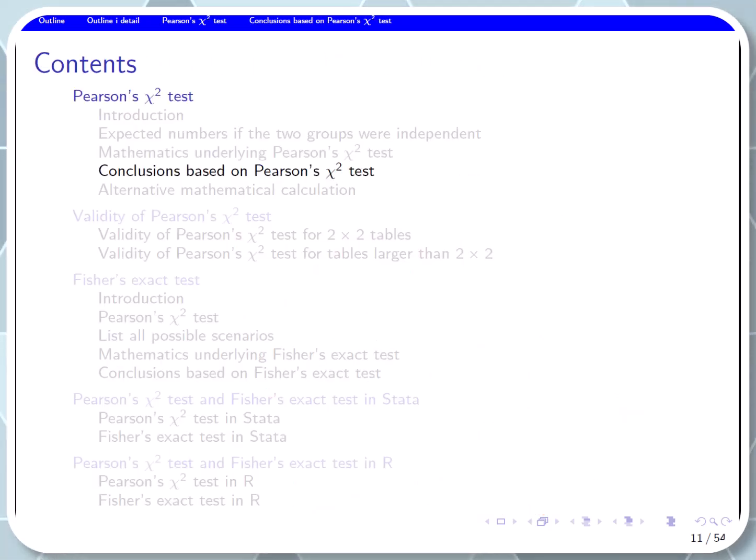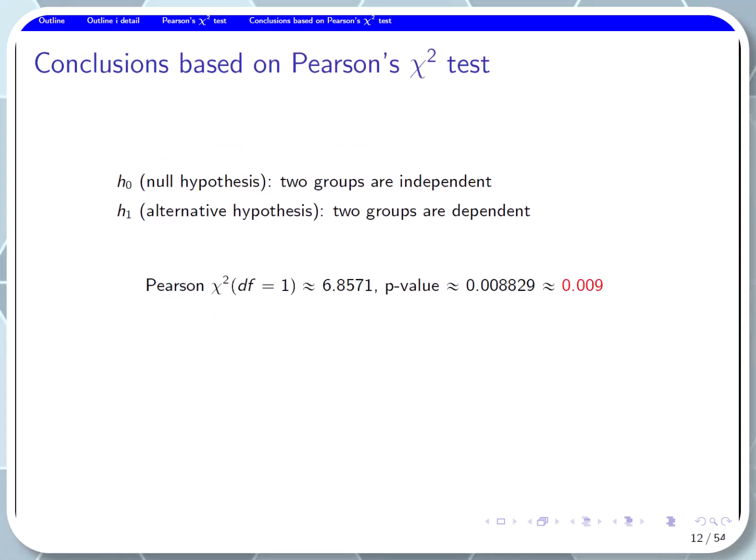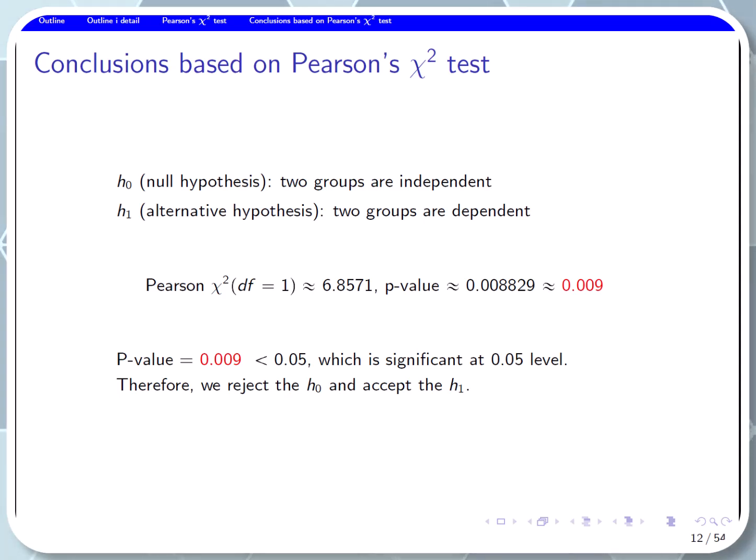Conclusions based on Pearson's chi-square test. Null hypothesis, the two groups are independent. Alternative hypothesis, the two groups are dependent. Based on the chi-square statistic and degrees of freedom, the p-value is roughly equal to 0.009. Because the p-value is smaller than 0.05, it is significant at the 0.05 level. Therefore, we reject the null hypothesis and accept the alternative hypothesis.